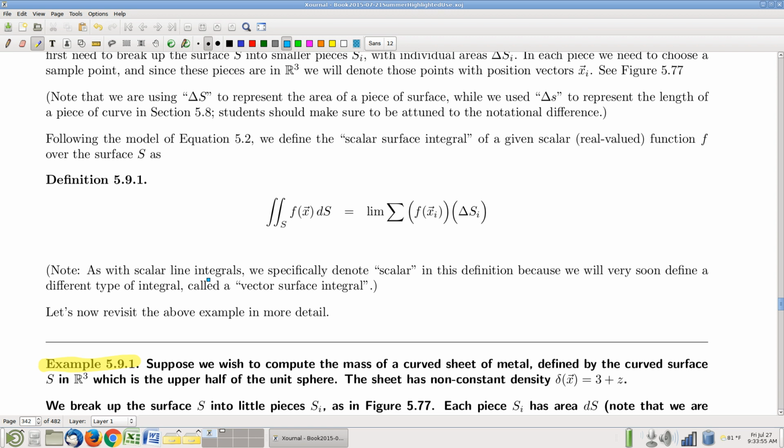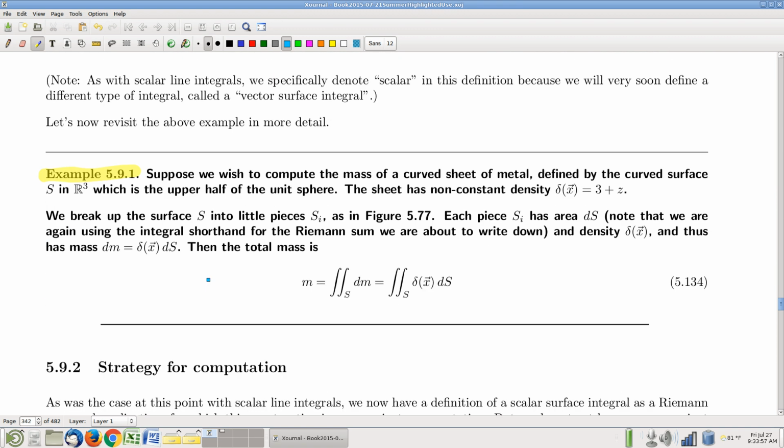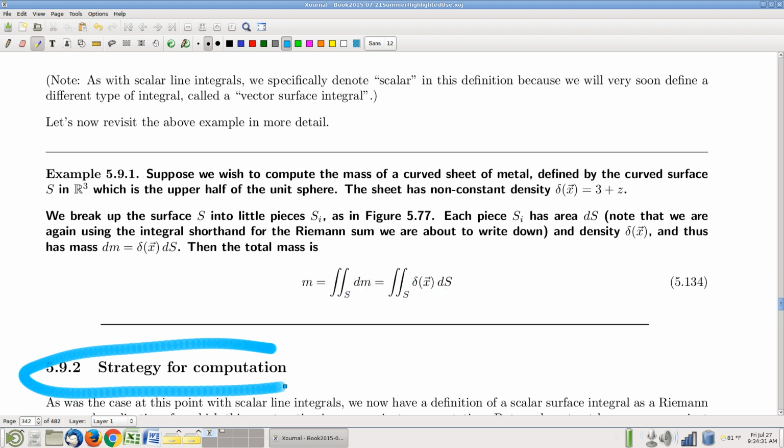Okay. So, for example, this was the example we just got through talking about, basically. If you want to compute the mass of a curved sheet of metal with non-constant density given by some expression, well, total mass is the sum of a bunch of little pieces of mass. So mass is an accumulating quantity, accumulating in this new sense. And on each little piece that we slice up our surface into, mass is density times area. Okay. So that's about where we left off last time, as I recall.